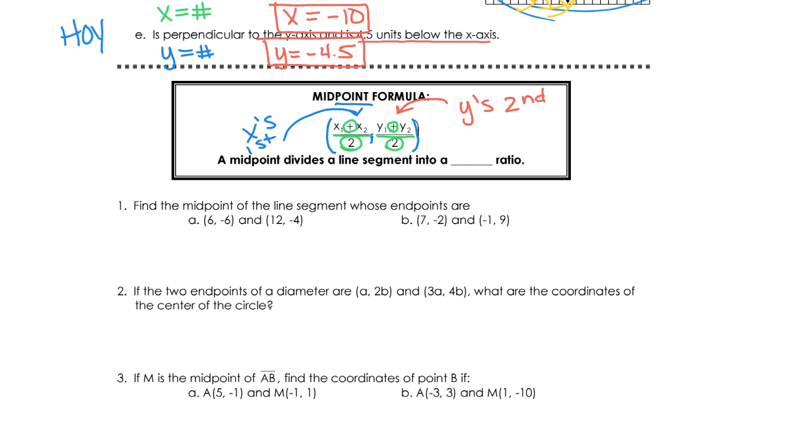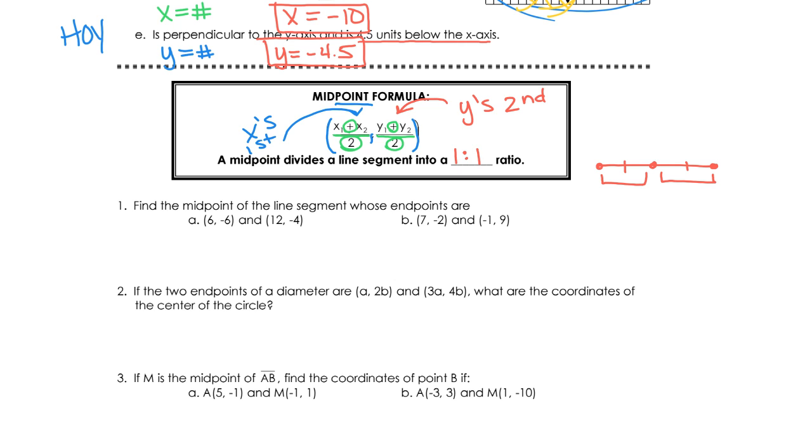A midpoint divides a line segment into what they call a 1-to-1 ratio. When we have a line segment and we find the middle of it, we get an equal part here and an equal part here. So they say a 1-to-1 ratio. So here we go, guys.